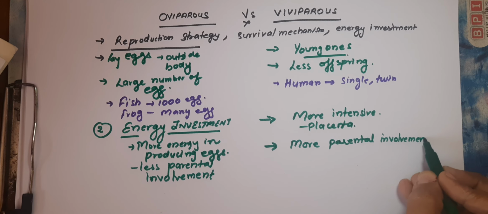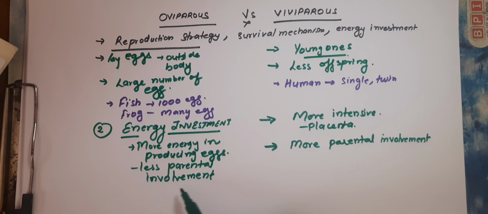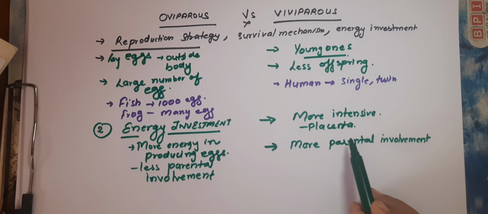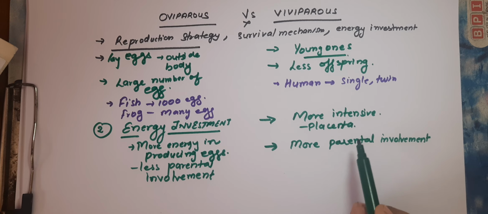So students, in layman's language, there will be so many eggs, and the most energy-consuming process is to produce the eggs, and then there will be less parental involvement. However, in the case of viviparous, once the offspring is inside, the mother has to provide the energy for the development of the offspring, so it will involve more parental involvement. The third difference is in terms of the survival mechanism.